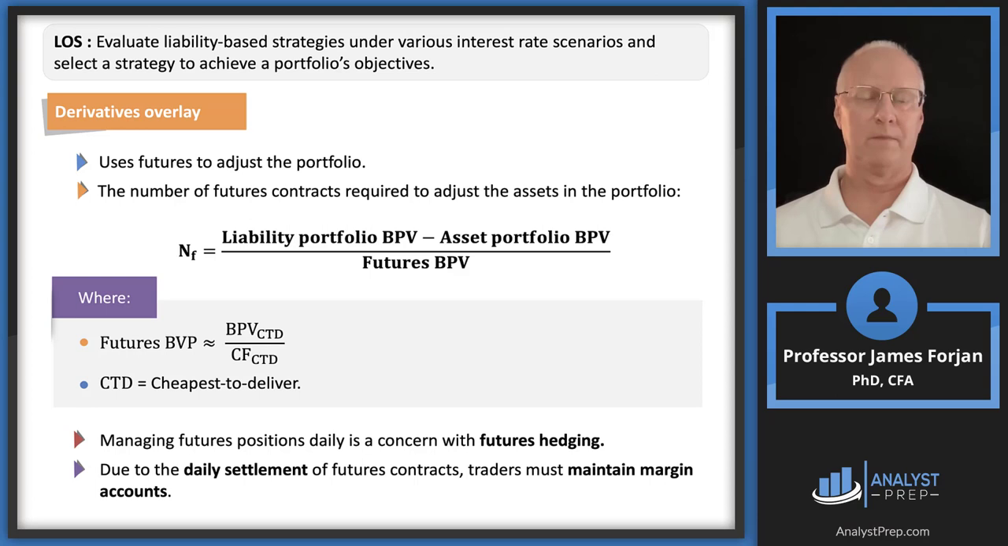But we're probably going to use treasury bonds because we're managing interest rate risk over an extended time period. Now, notice the LOS is continuing to ask us to evaluate and select a strategy. So we may have to compute the number of futures contracts, but I'm guessing it's going to be just a simple table where you could just take these numbers and go ahead and divide. The one complicating factor might be this concept of the cheapest to deliver. And you may have heard this story before, but I think it's worth repeating.